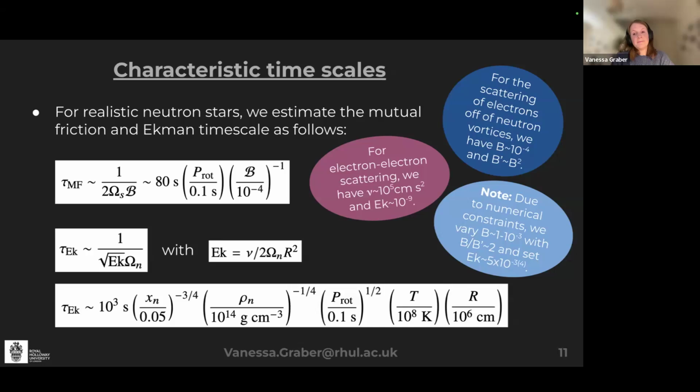So for the mutual friction coefficient, we varied parameters between order 1 and 10 to the minus 3, and we just set B prime to half of the original B value. It doesn't really affect the results at all. It's not in there in the actual evolution at all. So we did check that. And that was also obvious from the form of the mutual friction force itself. And for the Ekman number, we used two different values. We used 5 times 10 to the minus 3 and 5 times 10 to the minus 4, just to see how much that actually affects the dynamics.